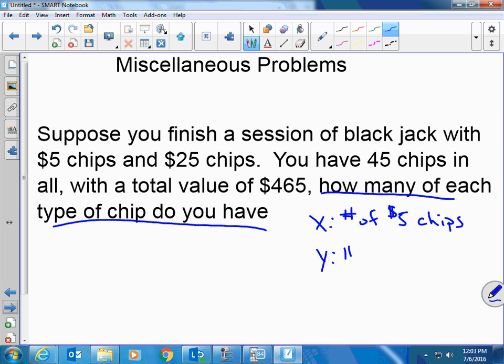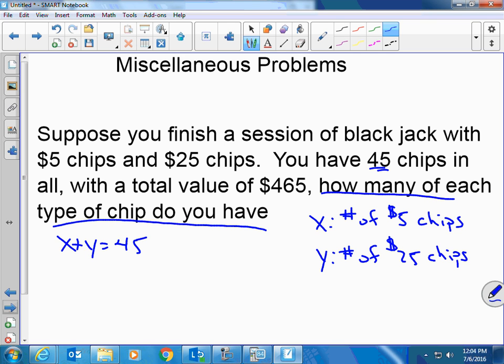And Y stands for the number of $25 chips. I used X and Y instead of some other letter because there's really no other letter that helps me to define the number of $5 chips, so I just randomly used an X. Okay, we have 45 of these chips. So I know X plus Y equals 45.